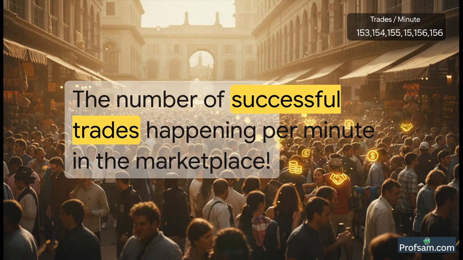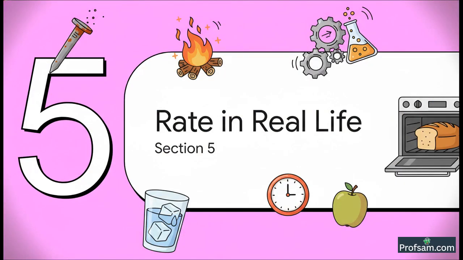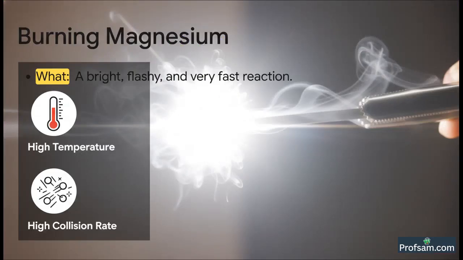All right, enough with the theory and analogies. Where do we actually see this stuff in the real world, in our everyday lives? Let's look at a few examples. Let's go back to our first example, the burning magnesium ribbon. Why is it so fast? Because when you heat it, the magnesium and oxygen molecules start moving like crazy, leading to an extremely high rate of successful collisions. The reactant gets used up in just a few seconds. That's a very, very high reaction rate in action.